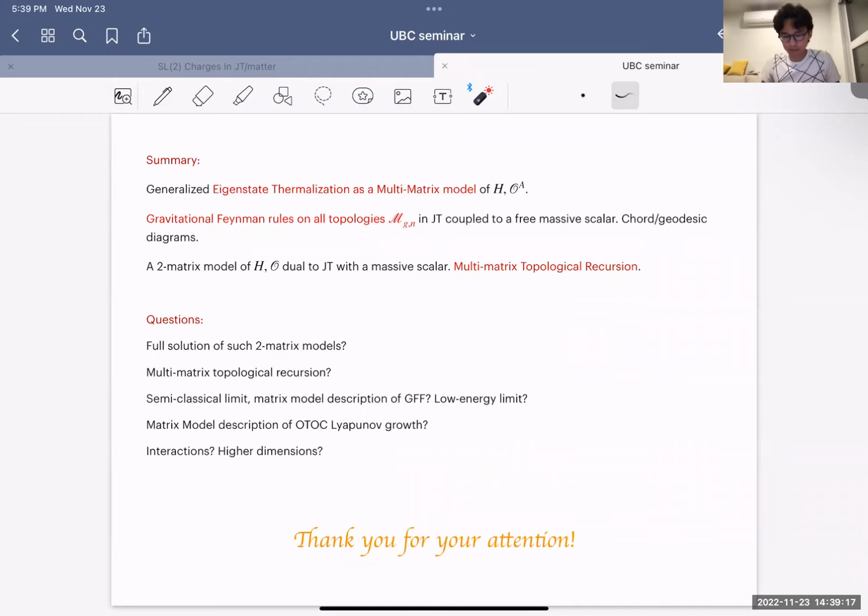Let me just quickly summarize, if you missed most of the talk, or it was too fast or too boring or too slow. The three main points are the following. Point number one is that eigenstate thermalization can be thought of as a multi-matrix model. Result number two is that the gravitational Feynman rules and the geodesic diagrams generalize to an arbitrary Riemann surface. And point number three is that there is some kind of multi-matrix topological recursion. These are the three main points of my talk.